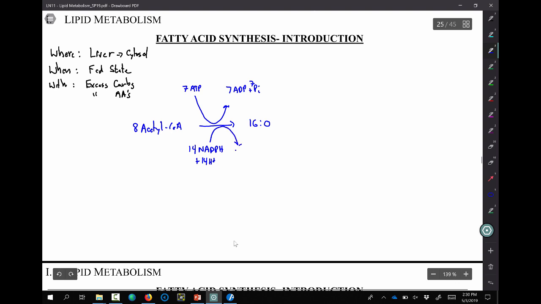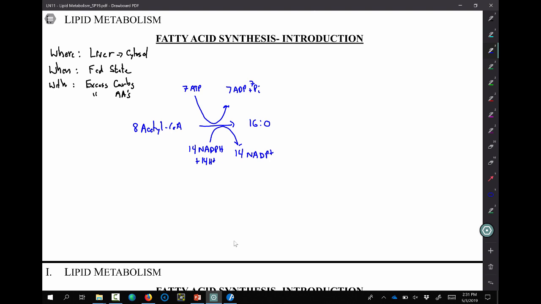Okay? Those are all going to be oxidized. So NADPH, as I mentioned, is very important in biogenesis pathways. This is a significant biogenesis pathway. In NADPH, we'll find out where the source of that comes from.